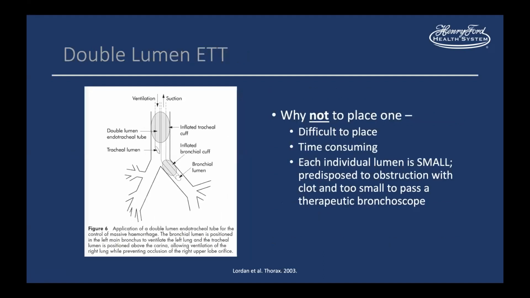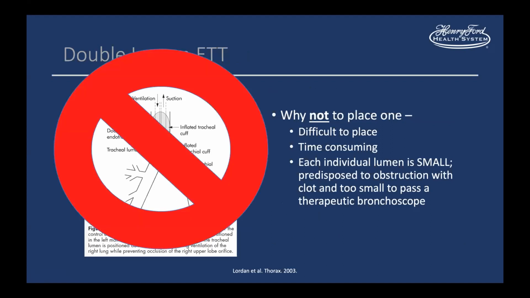The other technique that you'll read about in the literature is using a double lumen ET tube. However, double lumen ET tubes in the setting of massive hemoptysis are strongly not advised. The reason is they are difficult to place. They're large tubes. They're very time consuming to place. They will also require fiber optic guidance, but more importantly, each of the individual lumens is very small, because you have two lumens in the tube.